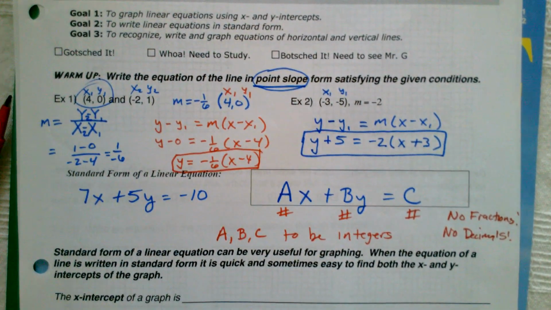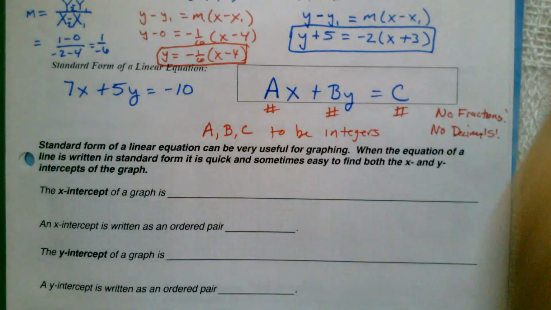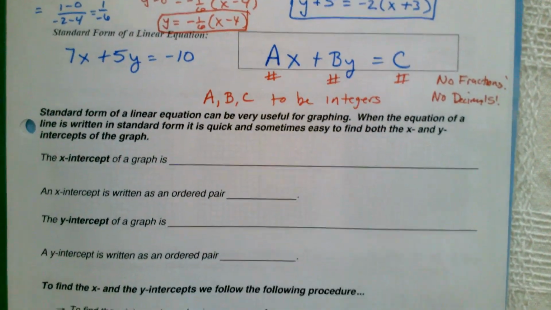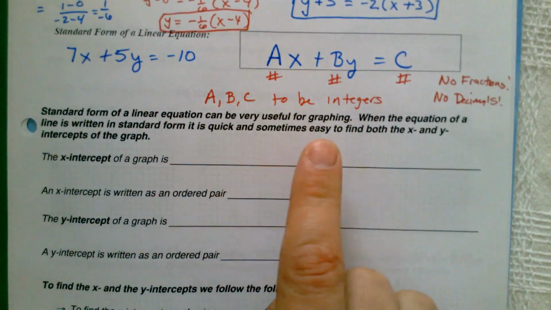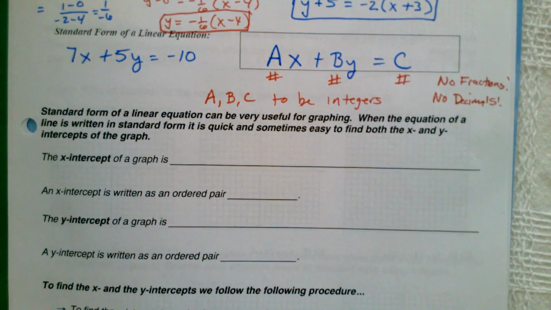All right. So, new form. Now we have point slope form, and now we have standard form. As we walk our way through our notes, standard form of a linear equation is very useful for graphing. When the equation of a line is written in standard form, it is quick and sometimes easy to find both the x and y intercepts.